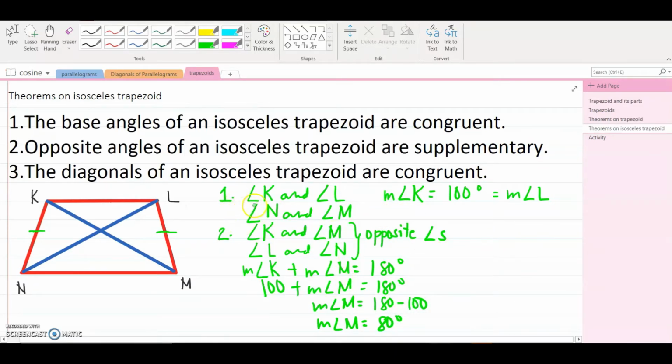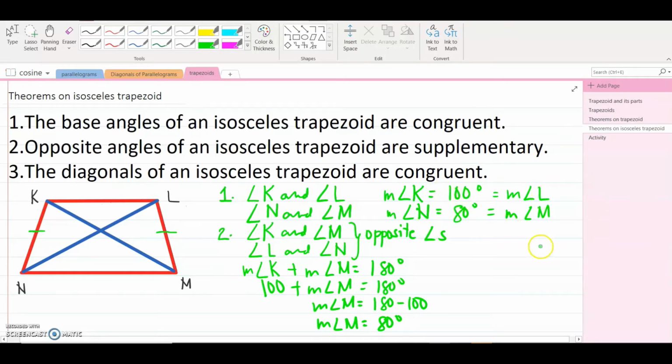So if we go back to number 1, the measure of angle N is equal to 80 degrees. That is also the measure of angle M, since they are base angles for number 1. For number 2, these are the opposite angles, therefore the angles are supplementary.